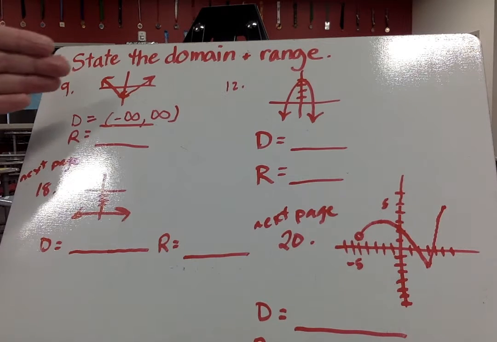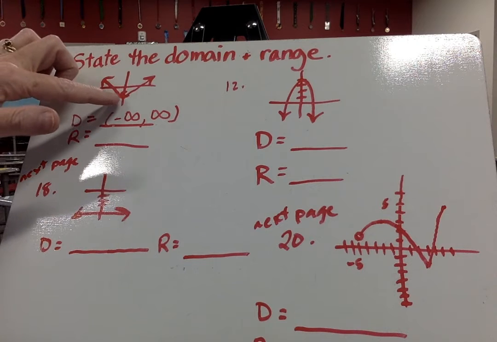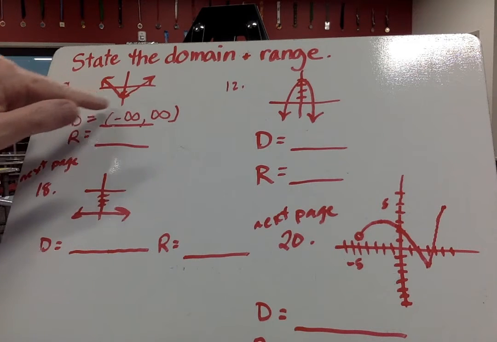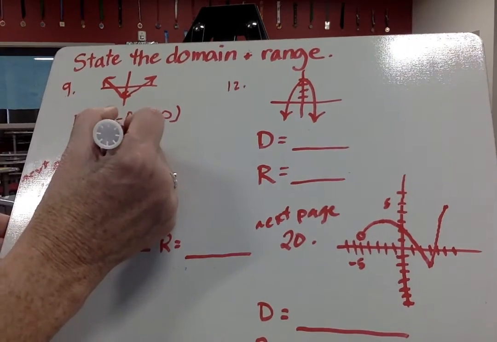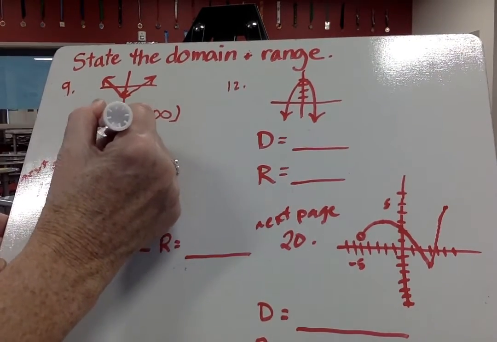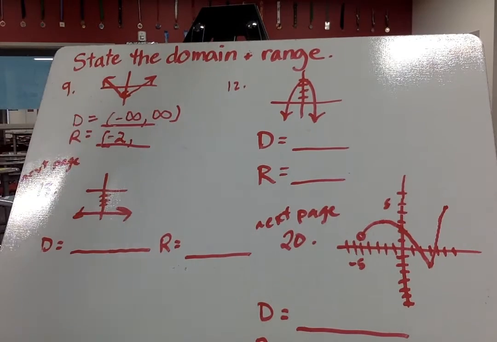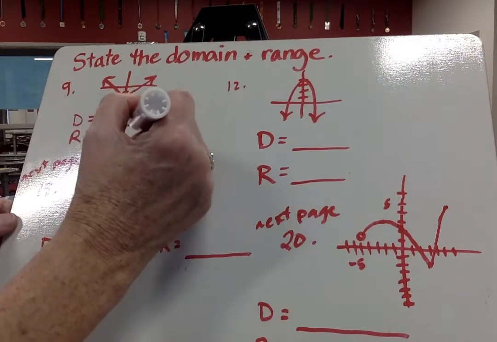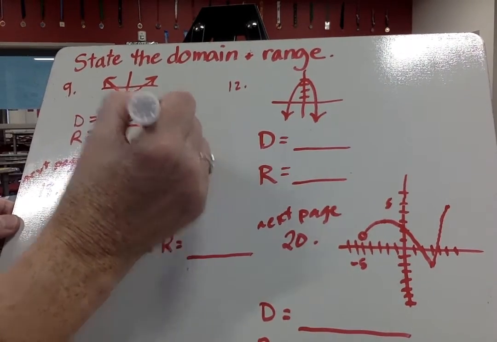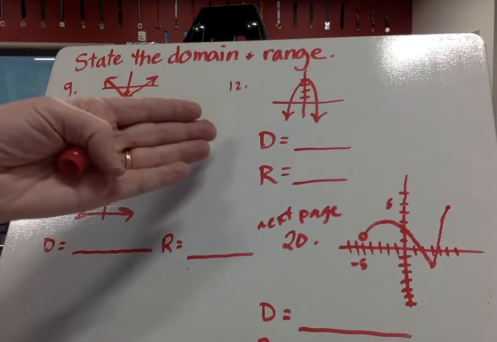But my range, so I think about my range up and down, this is the lowest it can be. It never goes anywhere else. So the lowest it can be is negative 2. And that is also included, so it's a bracket. And then I see going up on the y-axis, it can go up forever. So this is a positive infinity. Okay?